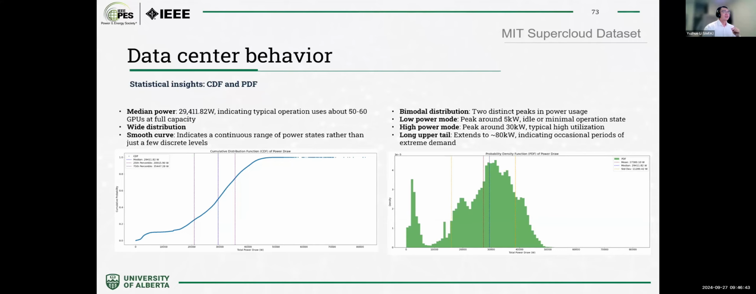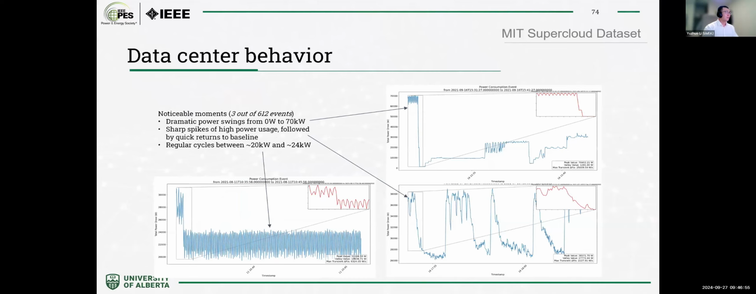And there's a long upper tail extending to extremely high values, but it rarely happens in this data center data record. There are several noticeable moments that are actually very interesting. I plotted more than 600 events, but three of them are particularly interesting to me.